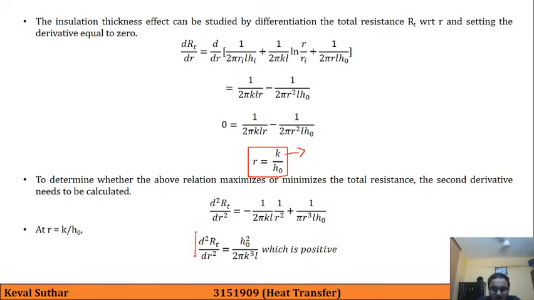So here we are getting this value which is positive. Why is it positive? Because all terms on the right hand side are positive. That's why it is positive. So if the second derivative is positive, that means the thermal resistance RT at R equal to K upon H0 is minimum. So at this location, the insulation provides minimum thermal resistance to the heat flow. That means at R equal to K upon H0, there will be a maximum heat transfer rate.